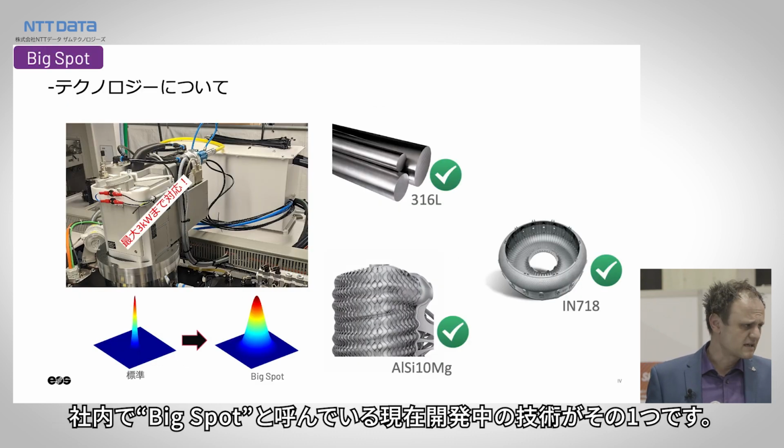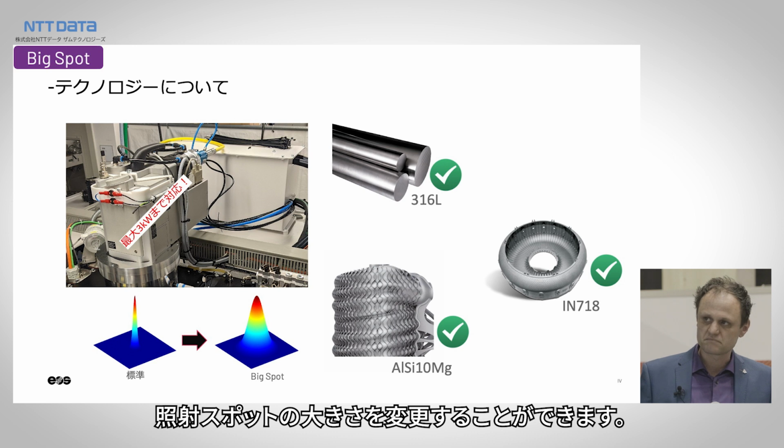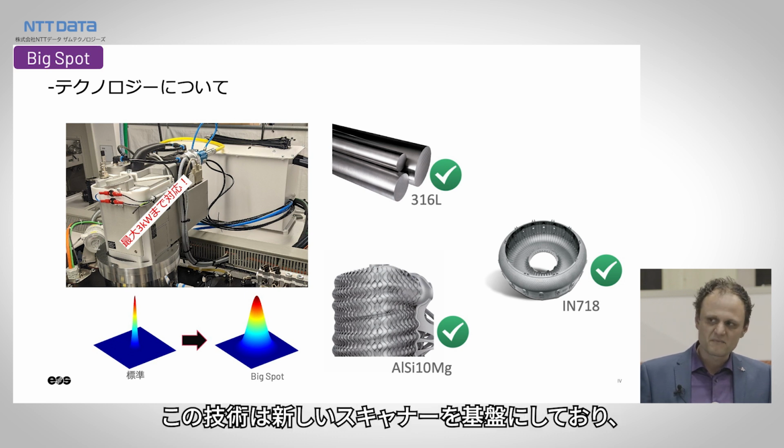So one technology that we are developing is called internally Big Spot, based on a new scanner. That scanner is a prototype scanner that can deliver up to 3 kilowatts down into the powder bed. And it's in theory nothing else than a 3-axis scanner.